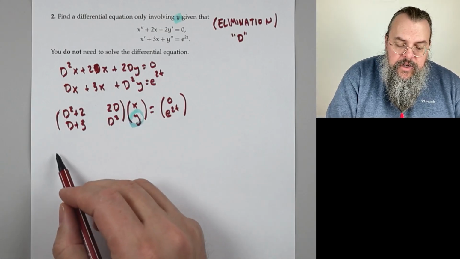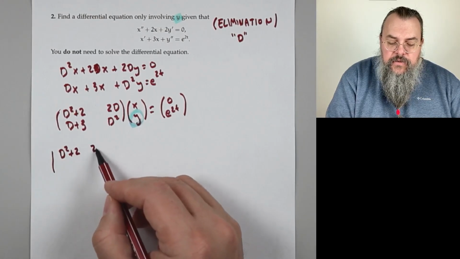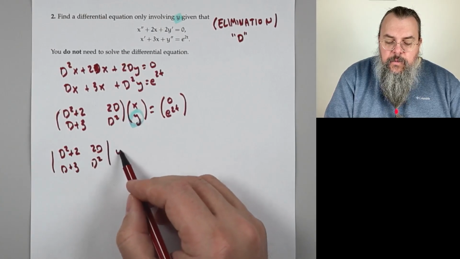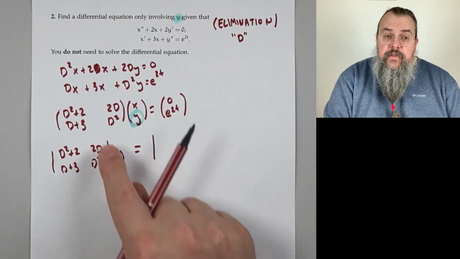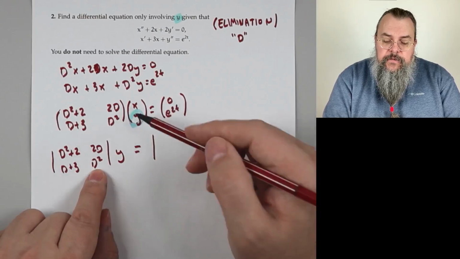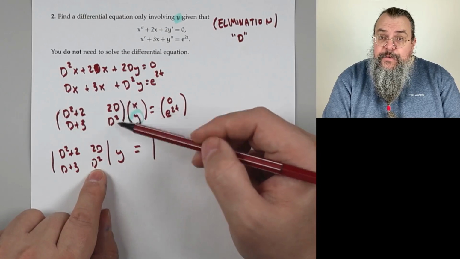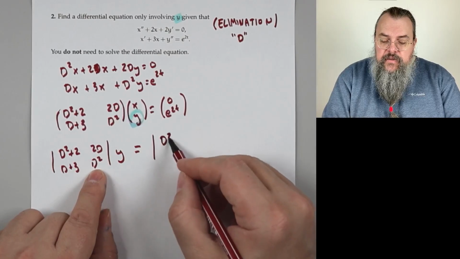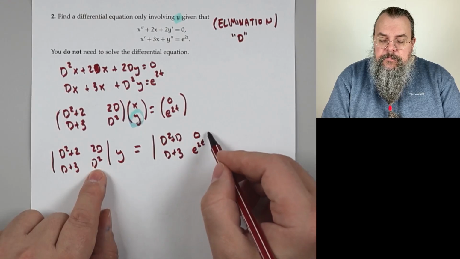So what we're going to do is take the determinant of our original expression, d squared plus 2, 2d, d plus 3, d squared, times y. That's the same as the determinant when we replace the second column by 0, e to the 2t. Now, why the second column? Well, the first column is associated with x. The second column is associated with y. So we're replacing the column associated with y. So again, that's d squared plus 2, d plus 3, 0, e to the 2t.